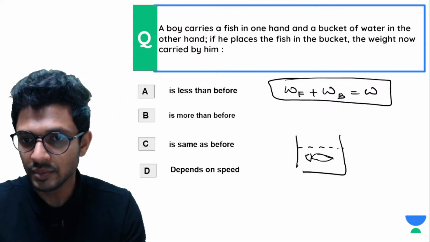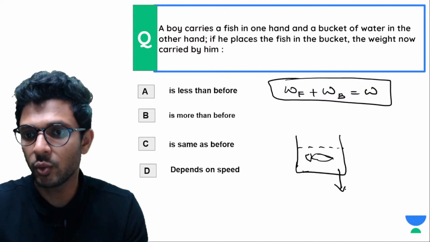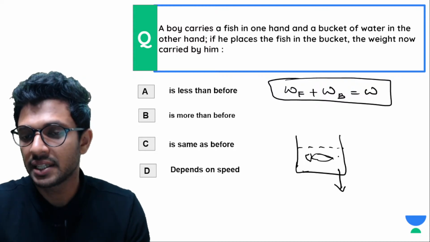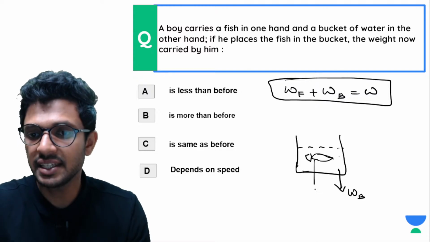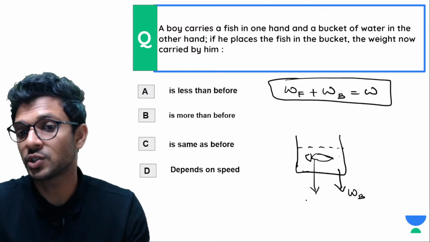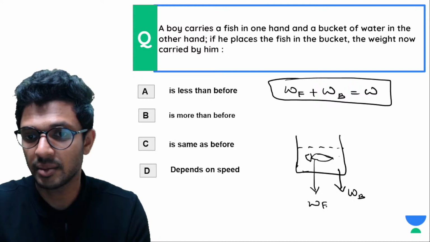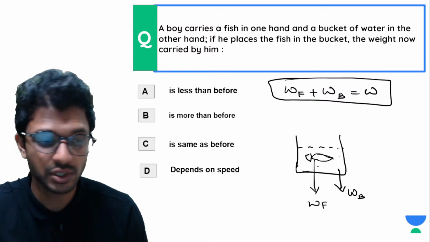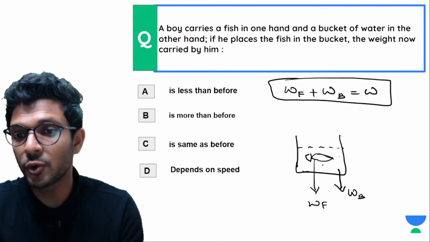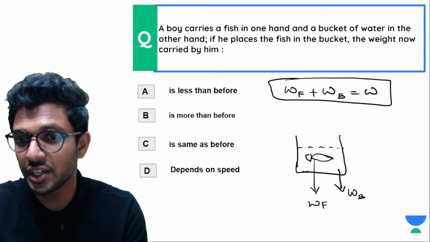Let's see. Obviously, there will be a weight because of the water and the bucket, which is the weight of the bucket. Obviously, there will be weight in the downward direction because of the weight of the fish, that is WF. What extra force comes here is a buoyant force, isn't it? A buoyant force is given by the liquid on the fish.